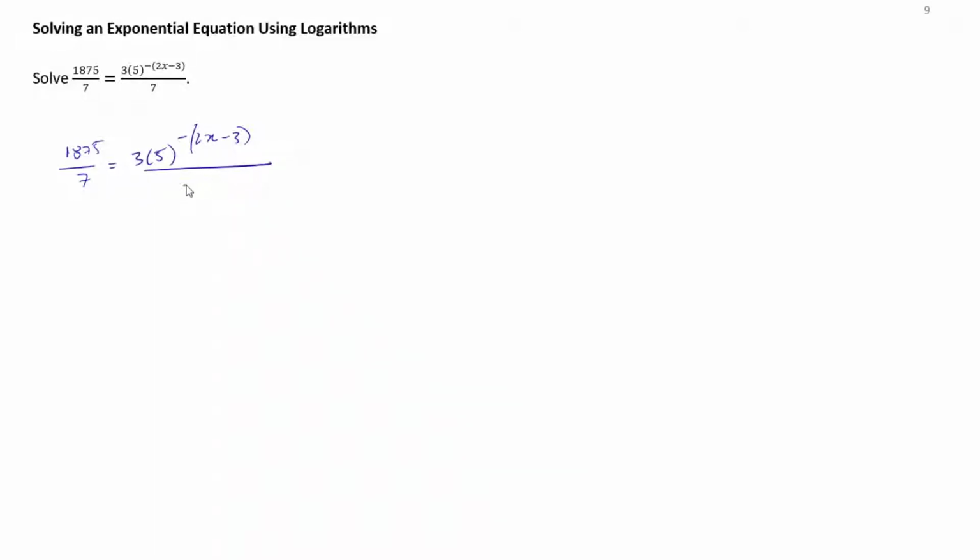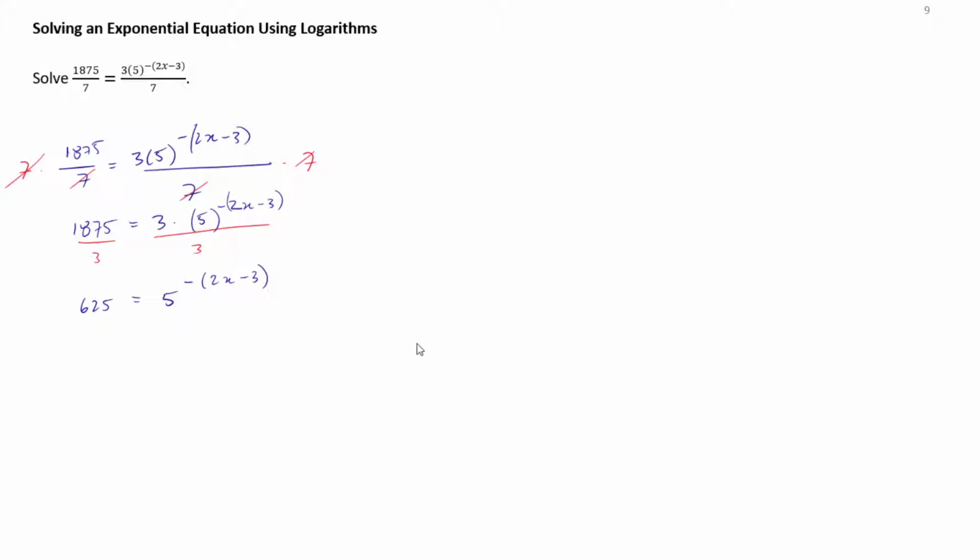So by multiplying both sides by 7, I can effectively cancel the 7s here and here and here. And then I have 1875 is equal to 3 times 5 to the power of negative bracket 2x minus 3 close bracket. Okay, again, I'm going to divide by 3 to get rid of this coefficient here. And I should get 625 on the left side is equal to 5 to the power of negative 2x minus 3.